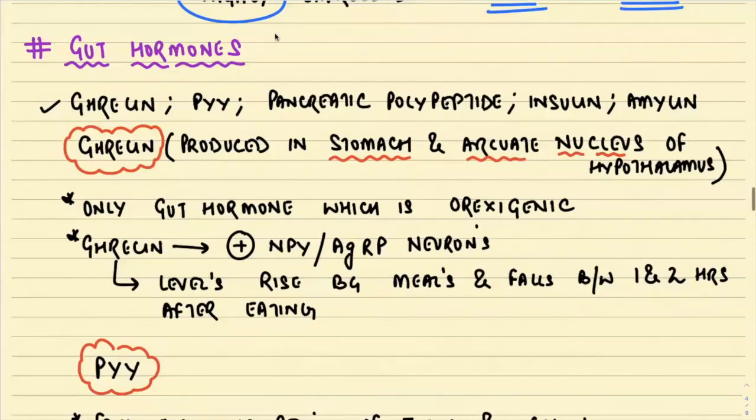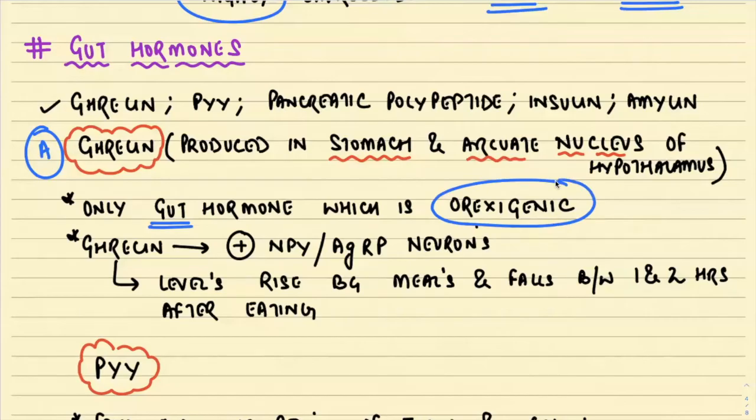So what are the hormones over here that we are going to read? Ghrelin, peptide YY, pancreatic polypeptide, insulin, amylin. So the first very important thing, that is the ghrelin. It is produced in the stomach and from the arcuate nucleus of the hypothalamus. So it is the only gut hormone which is orexigenic. What is orexigenic? That is going to stimulate eating.